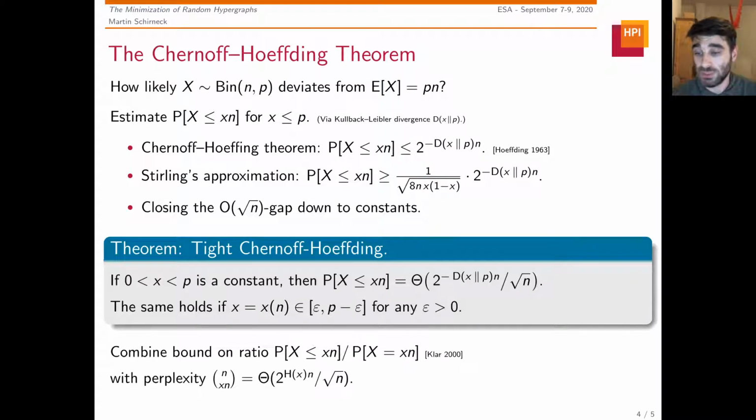The way to prove this is to combine a ratio bound on the distribution function for the binomial distribution divided by the probability mass function, and combine this with the perplexity bound for binomial coefficients. So in the end, we were able to tighten Chernoff-Hoeffding and from this derive tight bounds on our minimization.